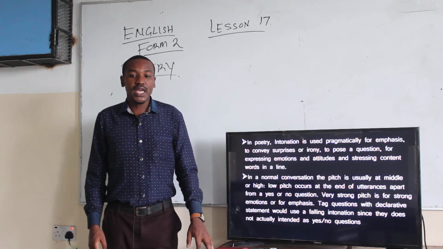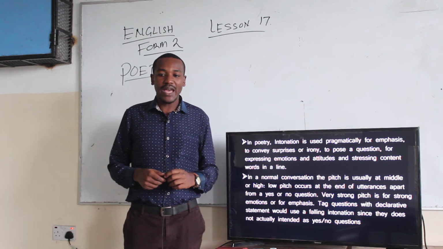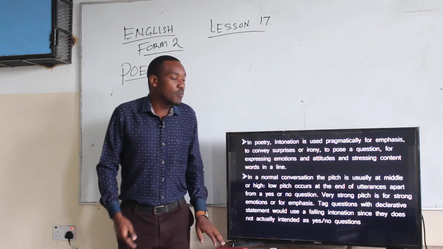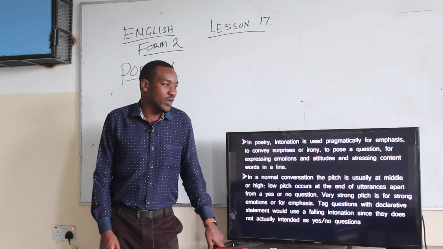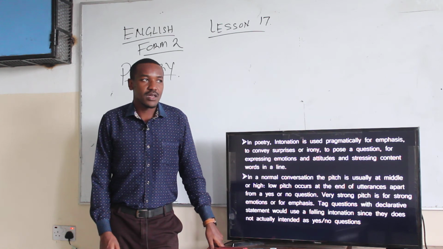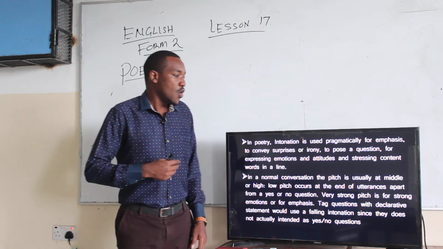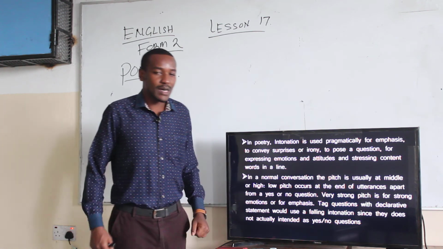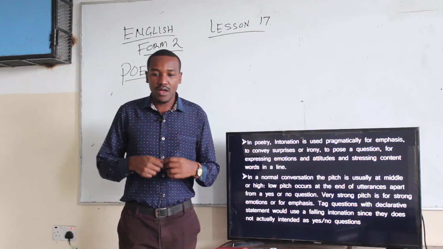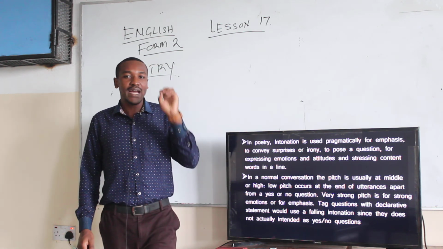Now, when it comes to poetry, intonation is used for emphasis, to convey surprise or irony. Remember, irony is when you mean the opposite of what you say, or you do the opposite of what is expected. A police officer is supposed to arrest criminals, but if the police officer is involved in crime, that's irony. Situational irony. We also have dramatic irony and so on. There is also verbal irony, where you say, yeah, in the morning you look so beautiful, and someone has not even washed their face. It's ironic. It is also used to pose a question, to express emotions and attitudes, and to stress content words in a line. Remember, content words are the ones which carry meaning in a poem.